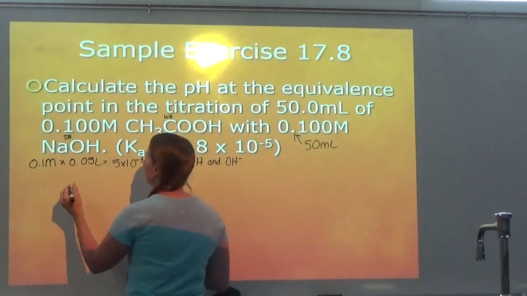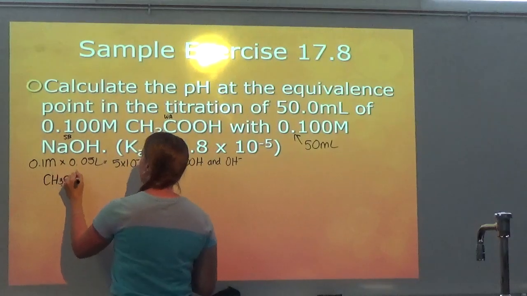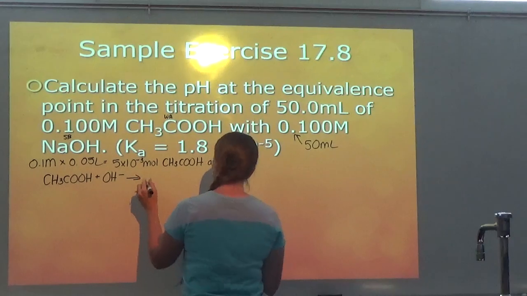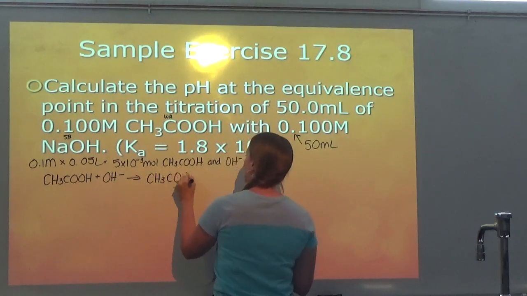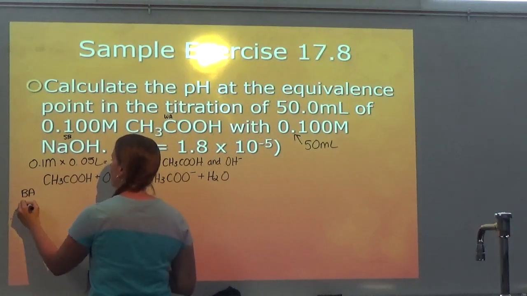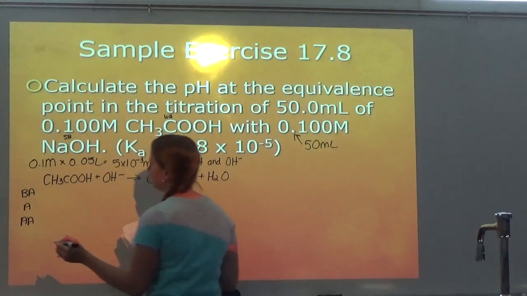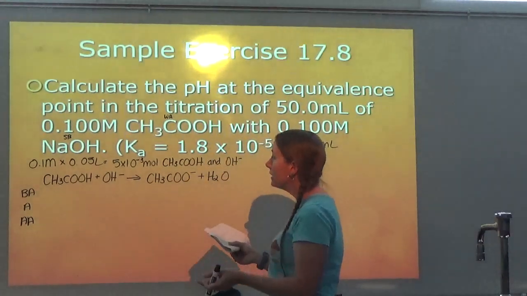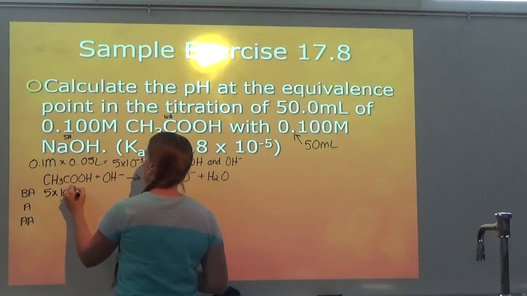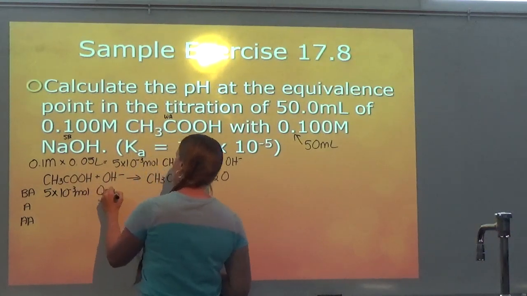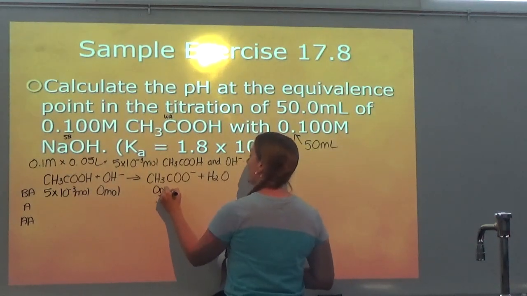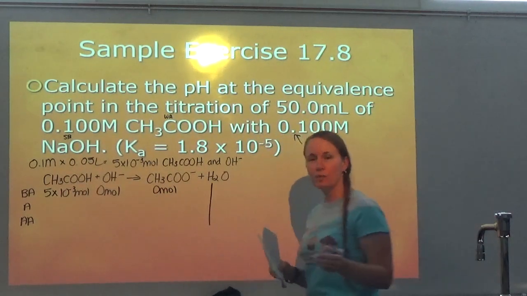All right, so I need to set up my bar chart. So I have my CH3COOH plus my OH minus yields, of course, my conjugate base and water. So I have my before addition, addition, after addition. So my before addition is I have this many moles of acid, so 5 times 10 to the negative 3 moles. I have 0 of my base because it didn't tell me I had any at the beginning. I have 0 of my conjugate base. And then, of course, I don't care about water.